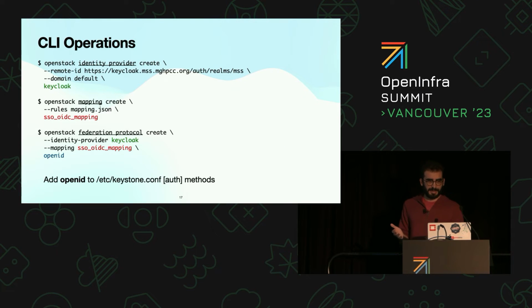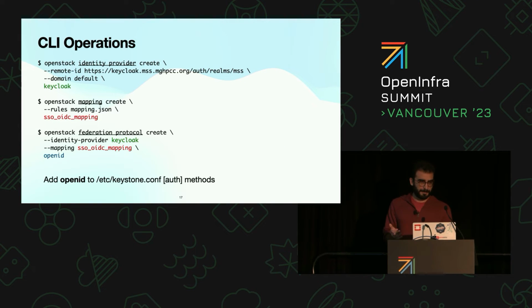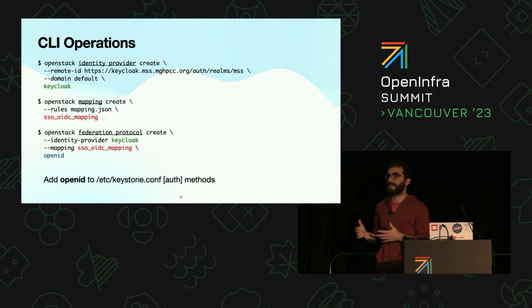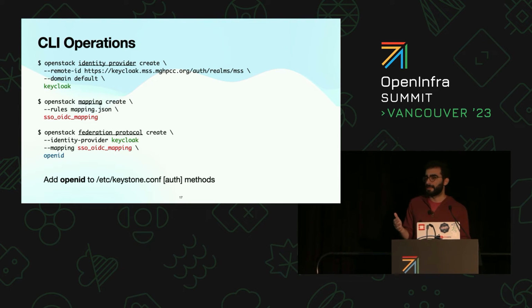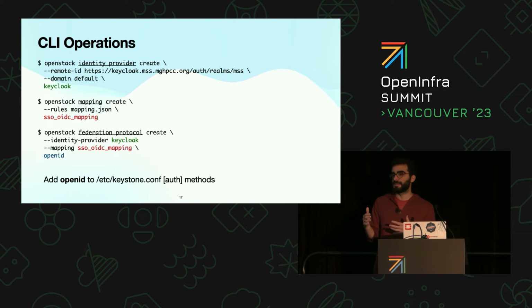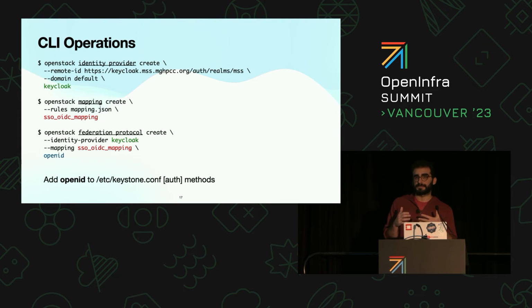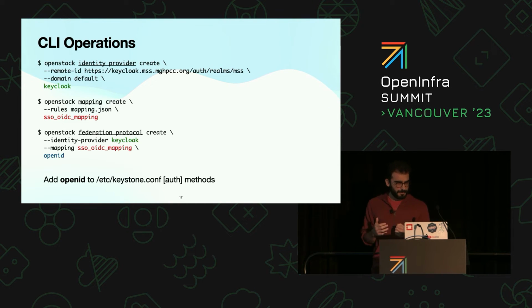So you're going to start by creating an identity provider. This is the one that we're using. You have to provide a remote ID and a default domain for the location of users, where they're going to be created by default once they authenticate. This is just a default if you haven't specified something else in the mappings. Otherwise, that will take precedence.